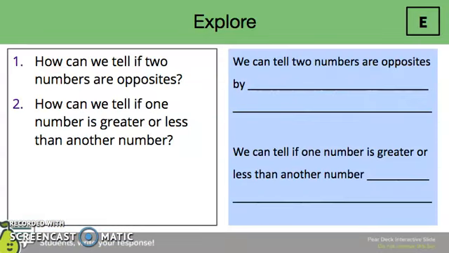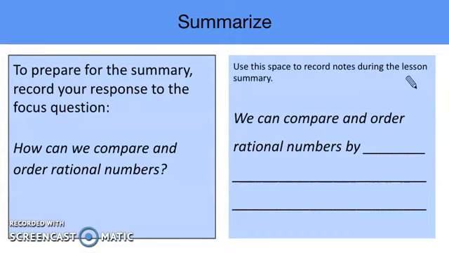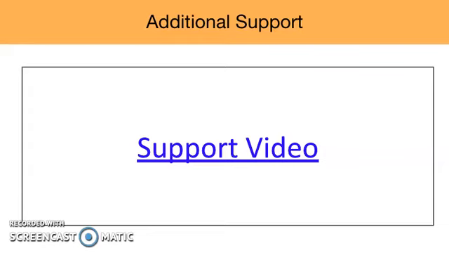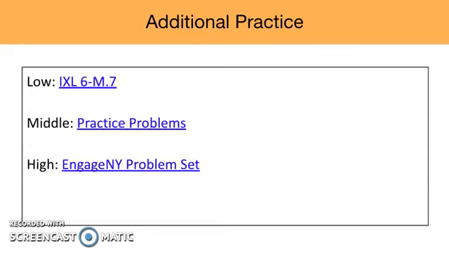The last portion of the Explore is having students answer these 2 questions. How can we tell if 2 numbers are opposites, and how can we tell if one number is greater or less than another number? Again, we provide sentence starters so students can focus on the content of their answers rather than the structure of their sentence. And the same goes for the summary, in which they answer how can we compare and order rational numbers. There is a support video that you should highlight to students who are having difficulty, and there are additional practice problems from iExcel, the Open Up resources, and Engage New York problem set.